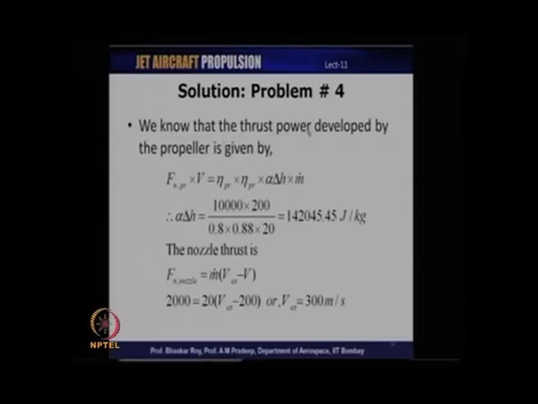So, the thrust power that is developed by the propeller, we have already discussed this in our last class. Thrust power by the propeller is basically equal to the thrust developed by the propeller into the velocity. This is equal to the propeller efficiency into the power turbine efficiency into alpha delta H into m dot. Therefore, if we simplify this, we get alpha delta H as the thrust by the propeller, which is given as 10,000 Newton, into velocity 200 divided by propeller efficiency 0.8, power turbine efficiency 0.88 into m dot, which is 20. So, alpha delta H is 142045 joules per kilogram, and the nozzle thrust is also given, it is 2000 Newton. So, nozzle thrust 2000 is equal to m dot into exit velocity minus v. Therefore, we get the exit velocity as 300 meters per second.